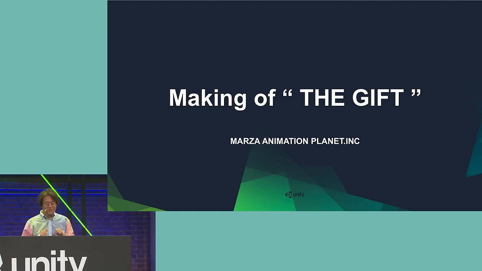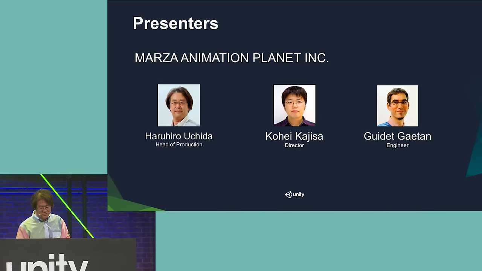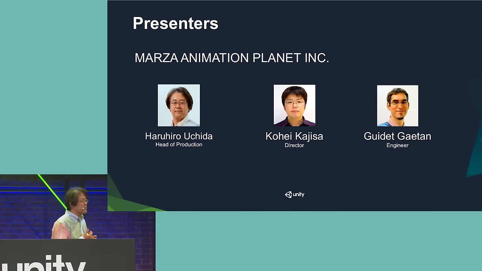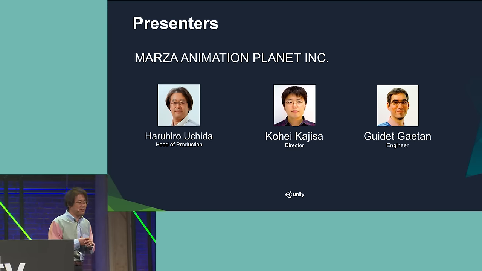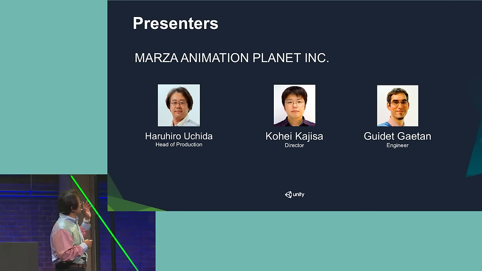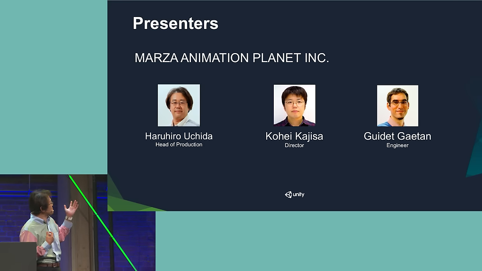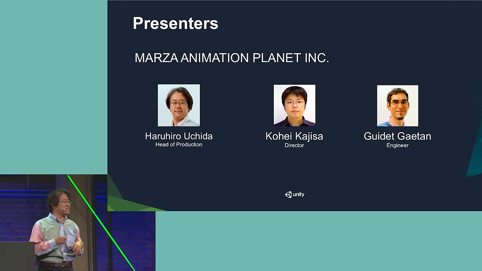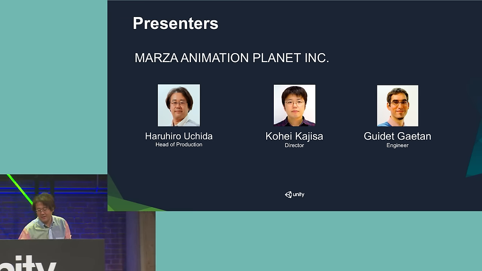My name is Haruhiro Uchida, head of production of Marza Animation Planet. Today, we're going to show how we make the short film called Gift. And today's speakers are these three: me, the director, and the lead of the technical engineers.